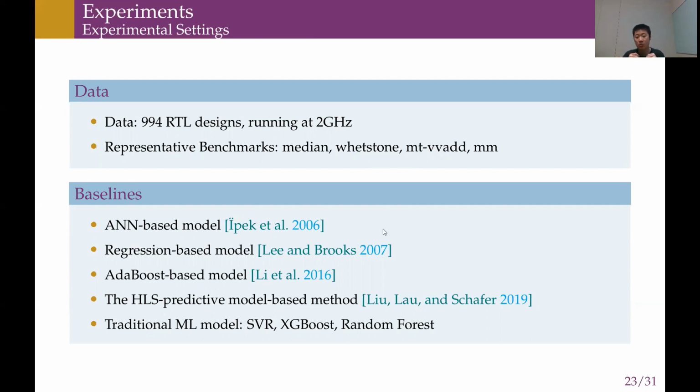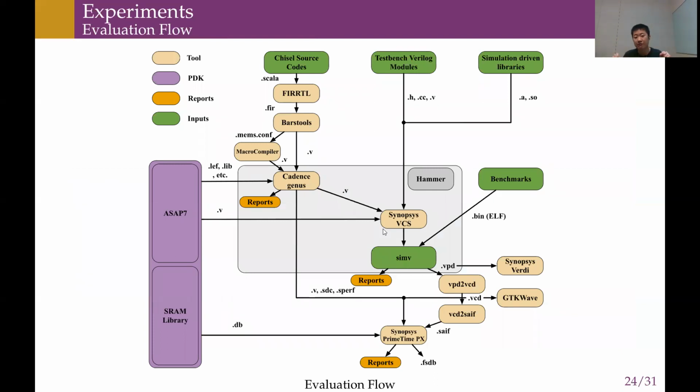For baselines, we compare with previous arts, and we also compare with high-level synthesis work. Although the starting point is different, their work is proven to be transferable. We also compare with traditional machine learning models like SVR, XGBoost, random forest, and so forth. The whole evaluation flow is shown here. We leverage Chipyard to do the whole VLSI flow, and use this flow to provide performance and power values.